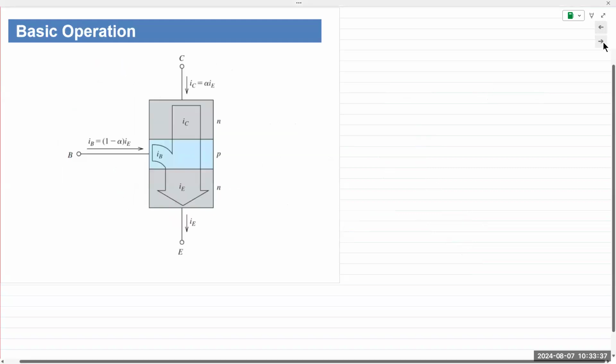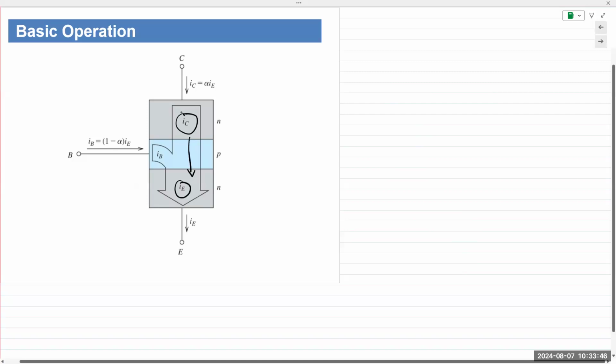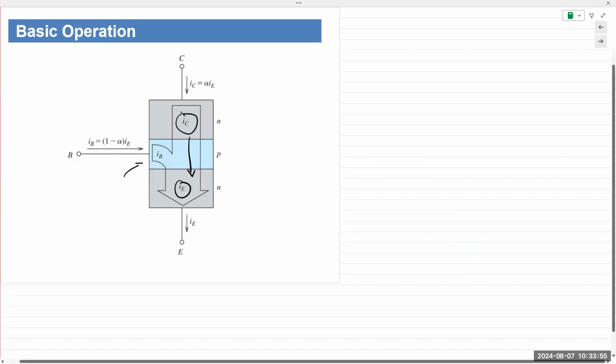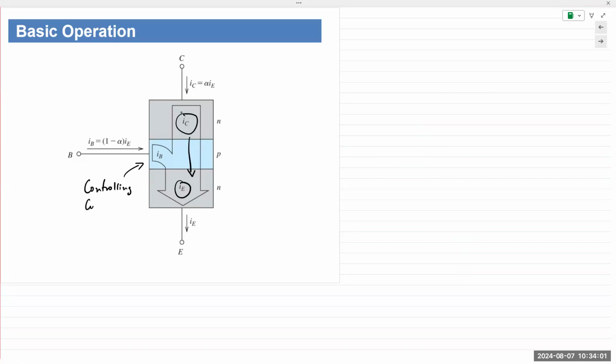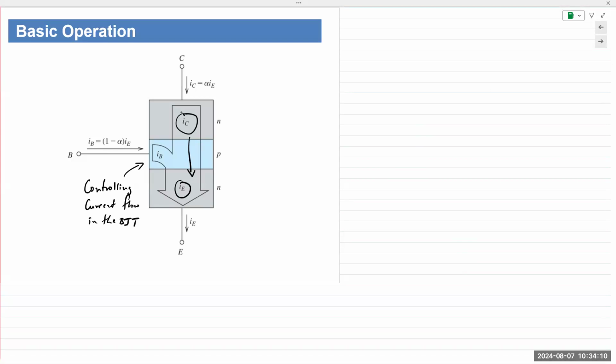Okay, so a fluid flow analogy can be made. You have collector current coming in and going towards the emitter. The emitter current is the sum of IC and IB, the collector current and the base current. And the base current is actually controlling current flow in the BJT. So it's a valve that is controlled by the base. The valve will control the flow of current from the collector to the emitter. Okay.